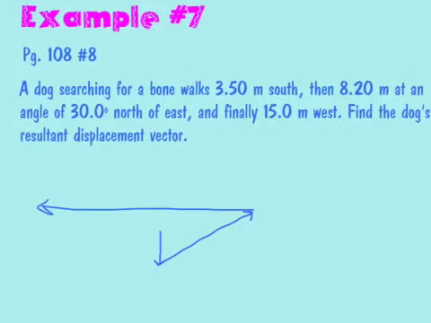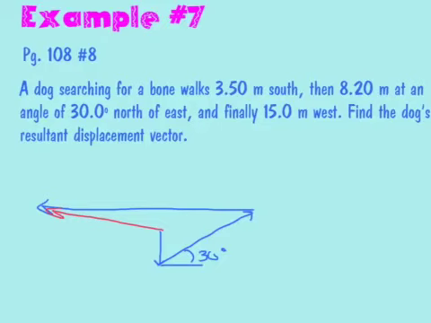Hopefully your diagram looks something like mine. The 3.5 meter vector should be a pretty small one pointed downward. The 8.2 meter vector is pointed at that 30 degrees north of east, and that angle measurement would be right here. And then the 15 meter vector is pointed directly to the left or west. So your resultant would look something like that.